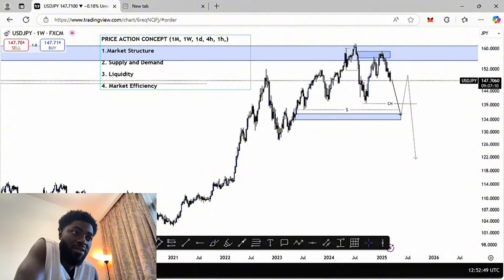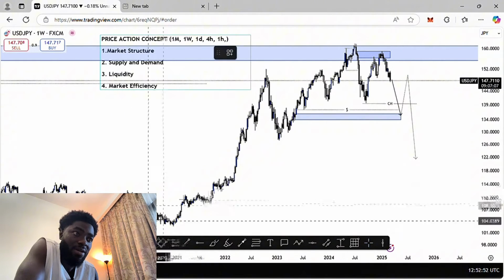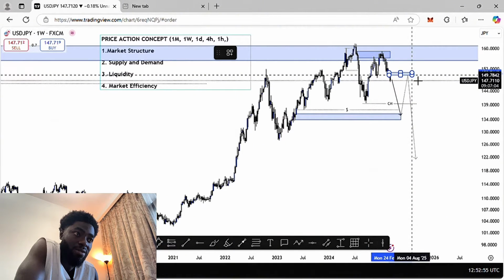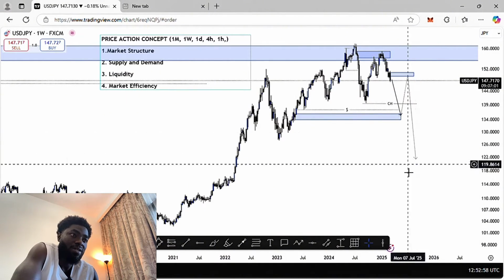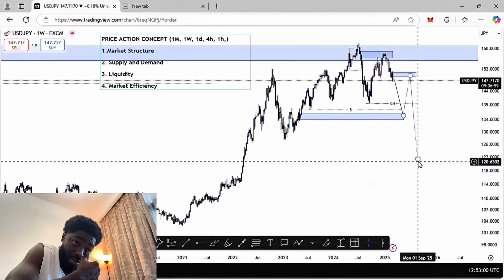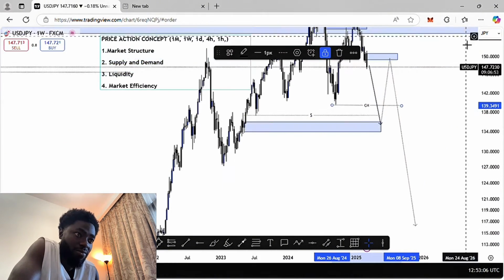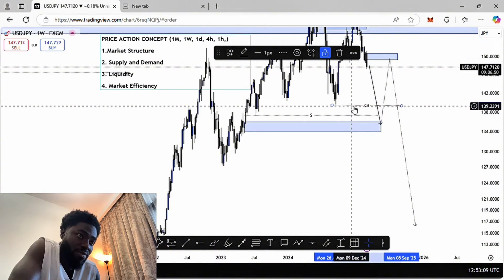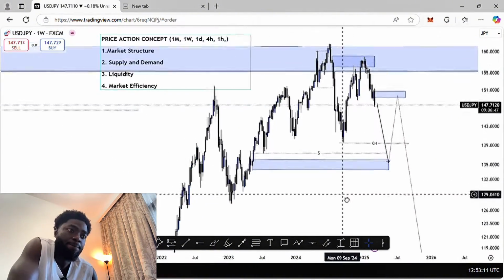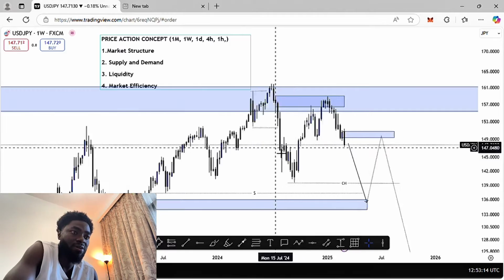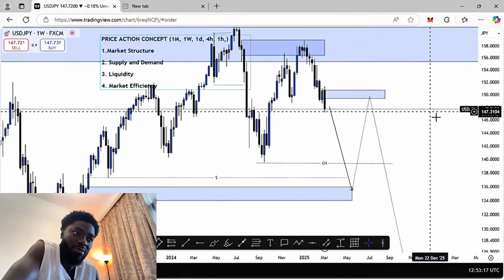So this may be a demand, a supply zone to be targeting, and then sell, as simple as that. Overall, we are in a bearish market. This bearish market will be confirmed by breaking this structure, change of character here. So now let's focus more on sells than buys.